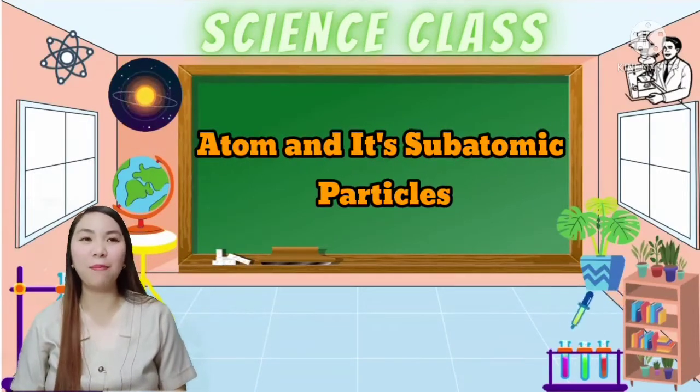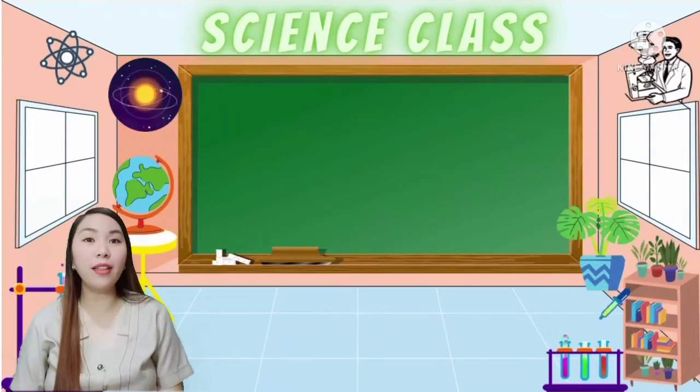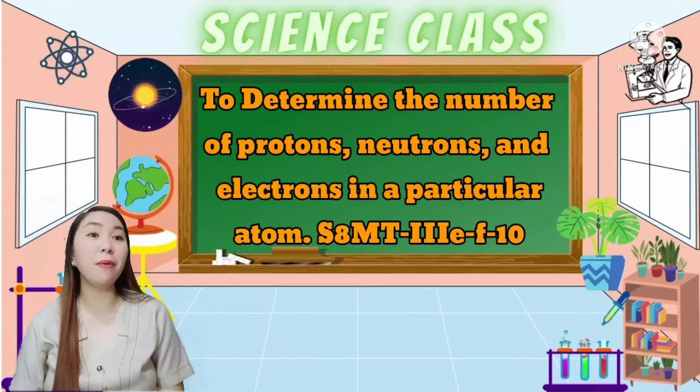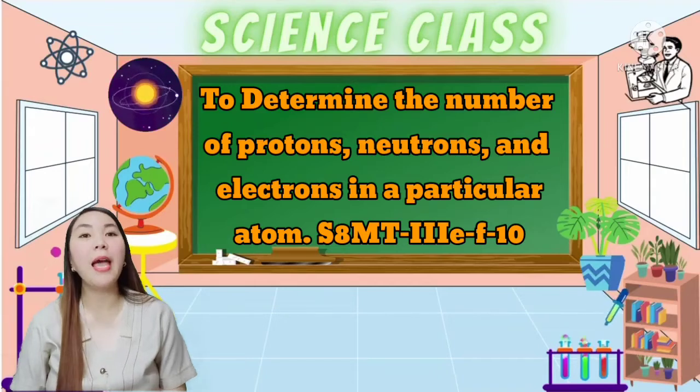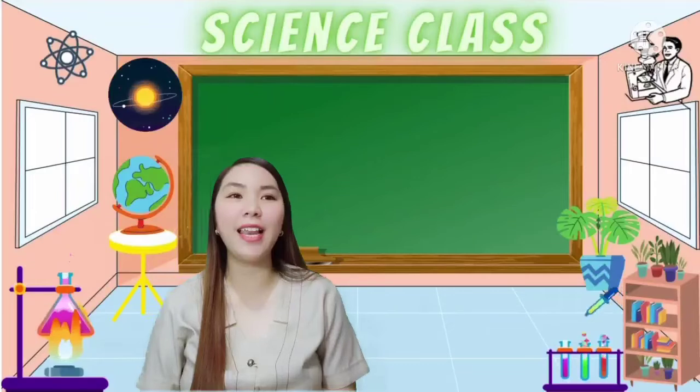The most essential learning competency in this lesson is to determine the number of protons, neutrons, and electrons in a particular atom. Before we proceed to our new lesson, let's test your prior knowledge about the subatomic particles.